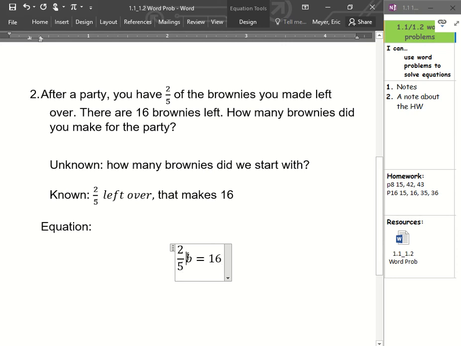A lot of us are really good at recognizing that this is a multiplication. So to undo it, I need to divide. So I'm going to lay out what that looks like. I'm going to divide both sides by 2/5.